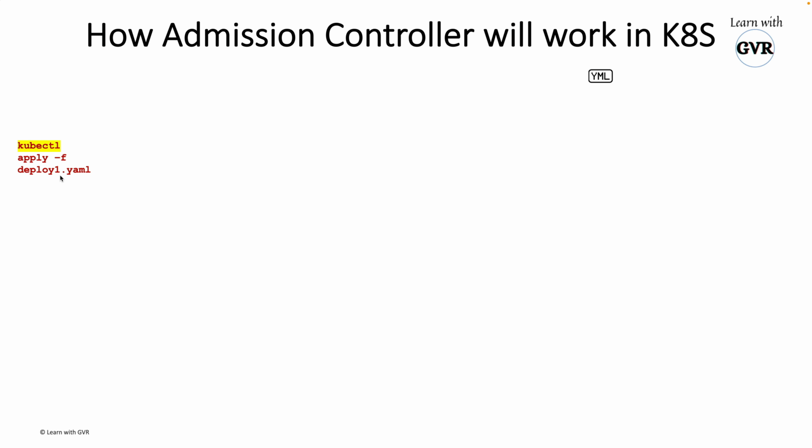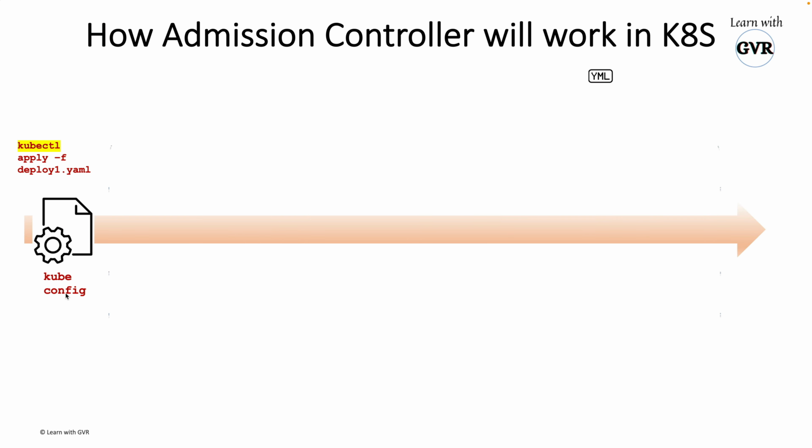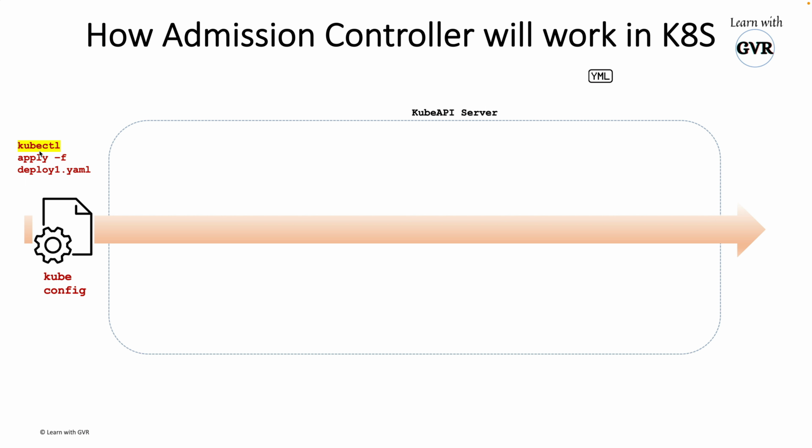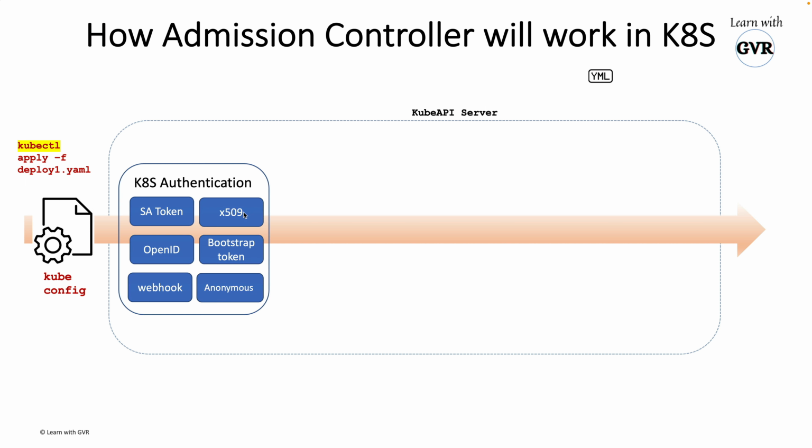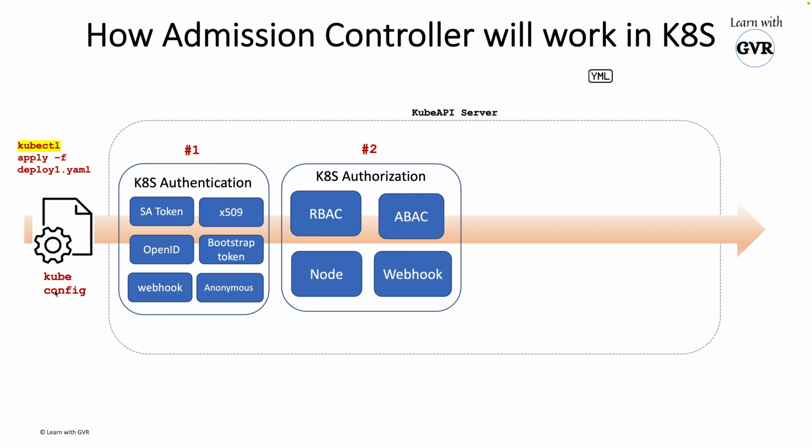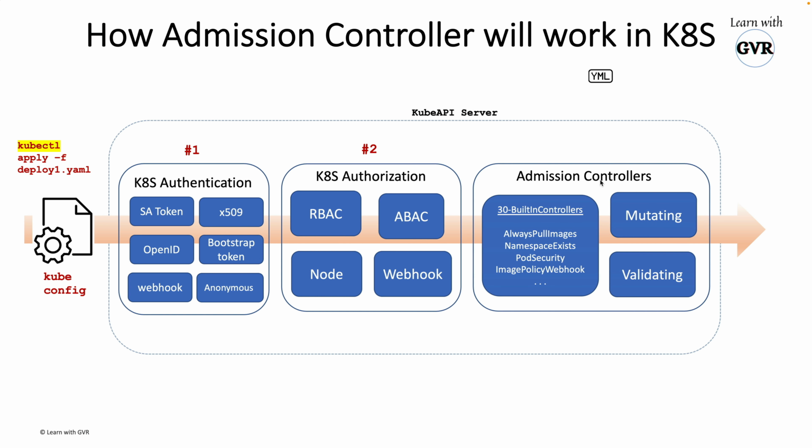Let's say you have a Kubernetes deployment. Of course, you have connected to the Kubernetes cluster by using one of the kube-config files, and you try to apply this particular deployment YAML. First, internally, the kube API server will check the authentication, whether this user is legitimate or not. Then after that, the authorization phase, whether this user has access rights. Then after that, admission controllers. These admission controllers are a part of the kube API server, which will intercept this particular request.